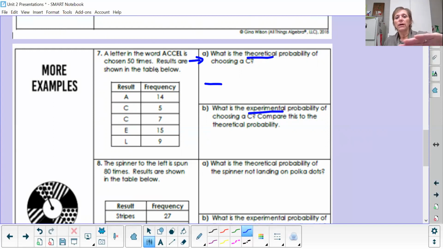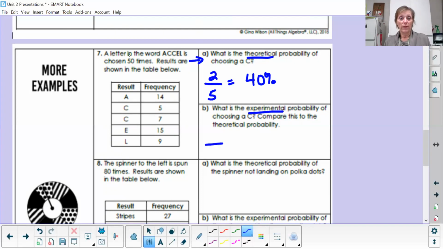Now, if I cover this, Excel has 5 letters. How many times could you choose a C? Well, if there are 5 letters and 2 of them are C's, it's 2 over 5. Then I'm going to divide that out on my calculator, and that is 40%. There's your answer.